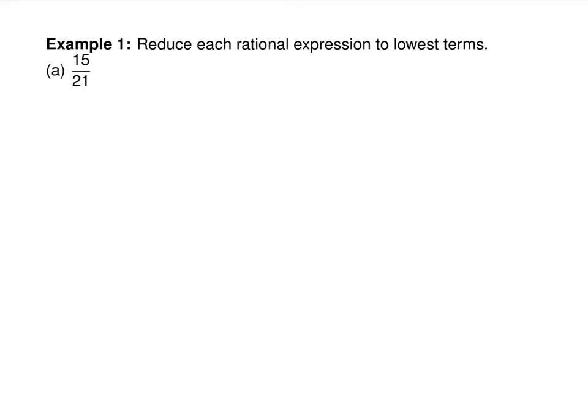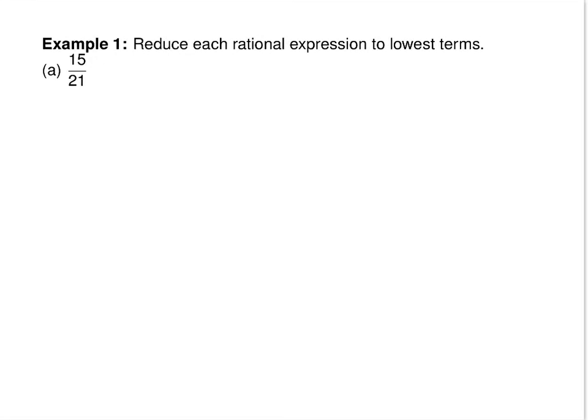So for example, 15 is 5 times 3. Does that make sense? And 21 is what times what? 7 times 3. And then what can cancel? The 3's, the common factors, right? And that becomes 5 over 7, and you're done. And we're going to use that same method to factor polynomials.